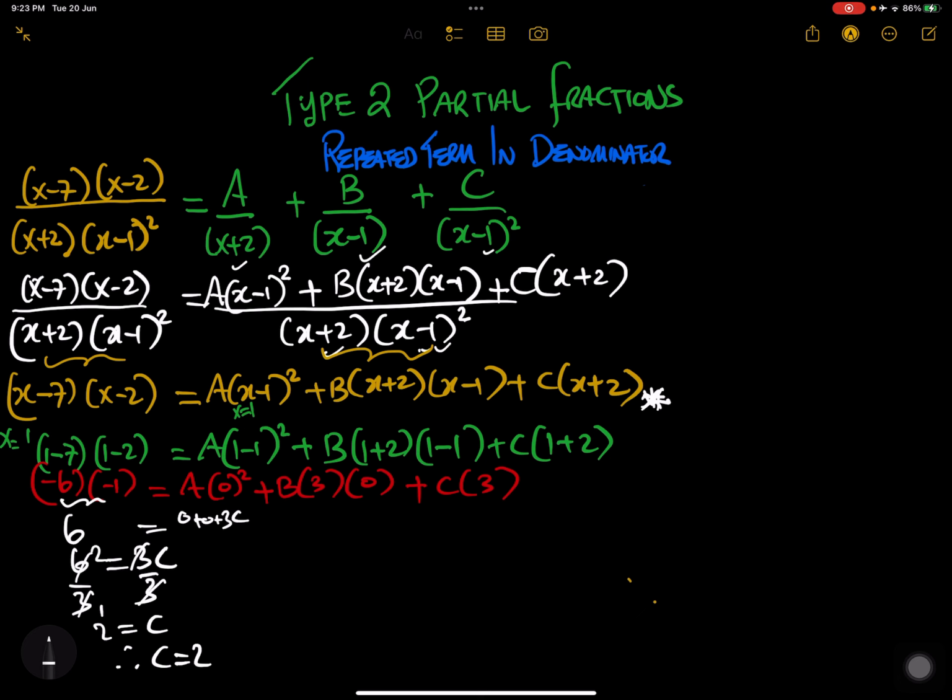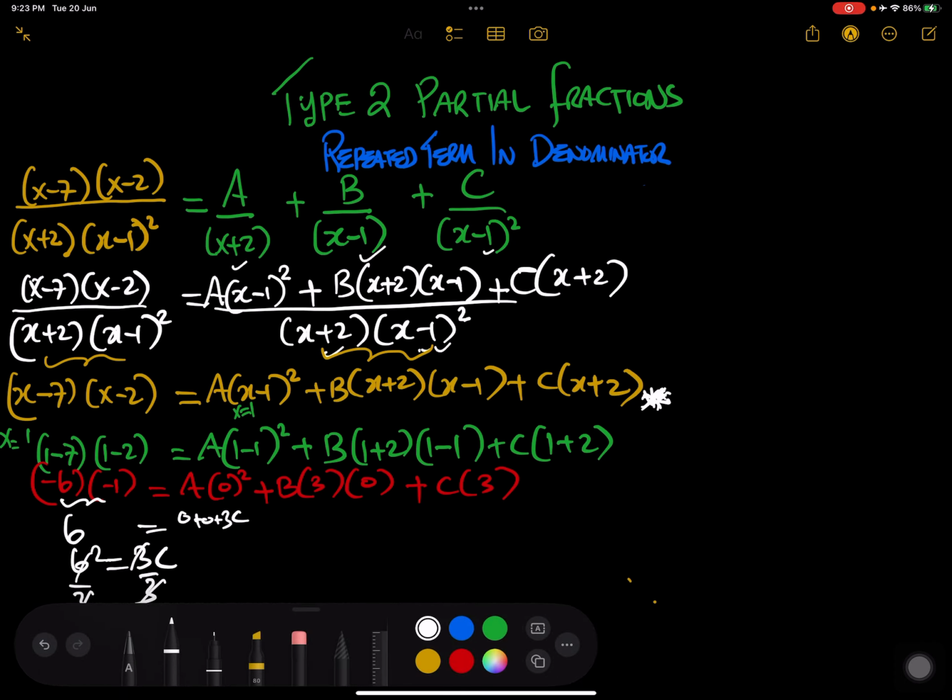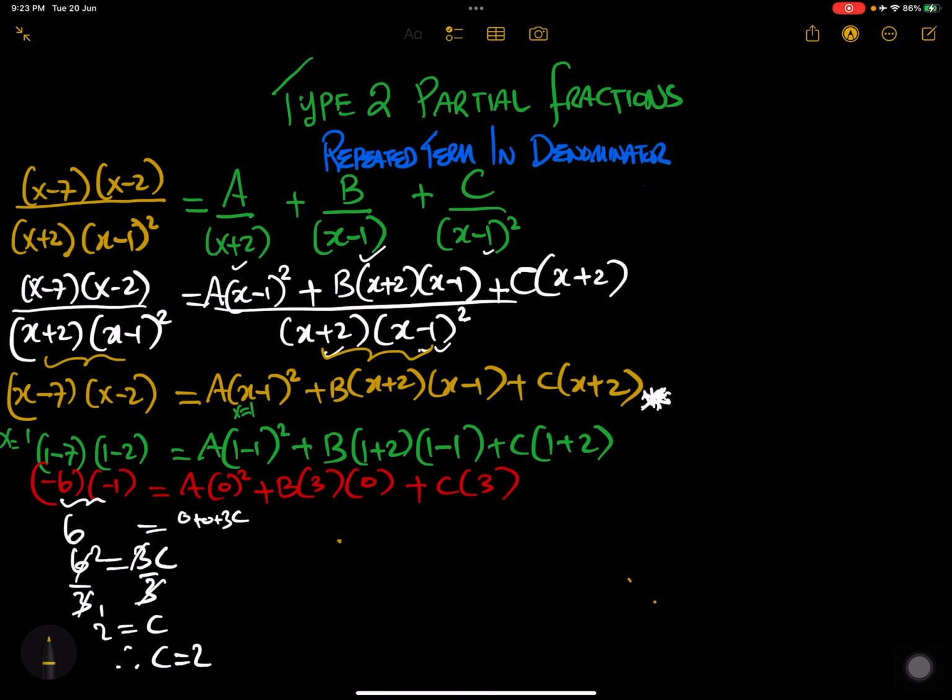We are going to have our c, which is 2, being put into this equation right here. So on the left hand side, we are going to have (x − 7)(x − 2) is equal to a(x − 1)² + b(x + 2)(x − 1) plus the c, which we got, which is 2, into (x + 2). So this is where we are at, trying to look for the other variables. We want to look for a and b.